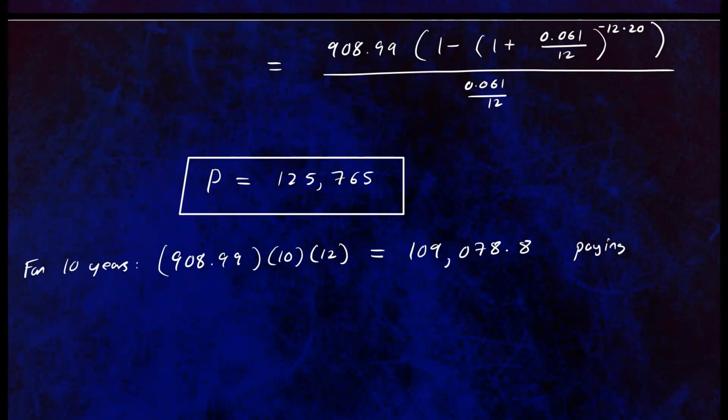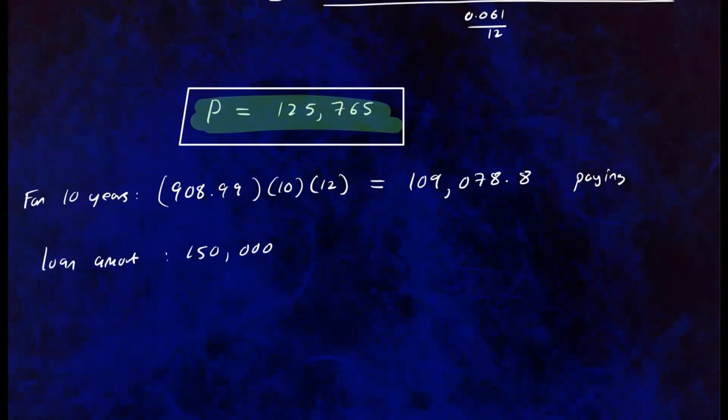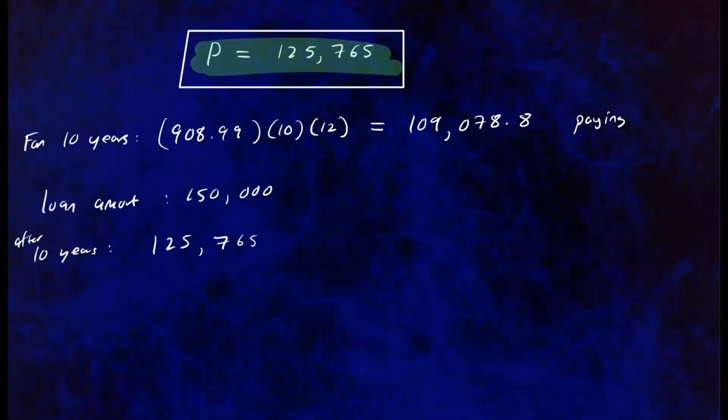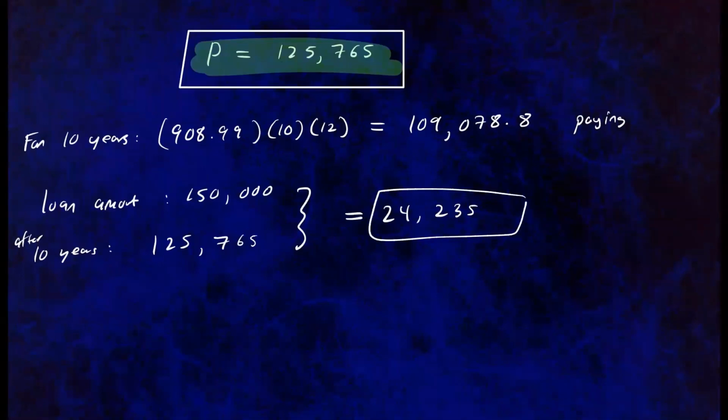And we just found that after 10 years, the remaining balance on the initial loan is this much. So our loan amount happens to be $150,000. After 10 years, we know the balance came out to be $125,765. If you subtract these two numbers, you'll have about $24,235. So this is how much of the principal you paid off in 10 years.